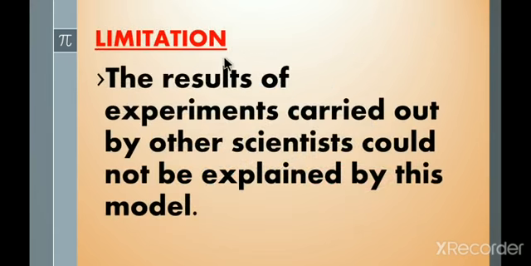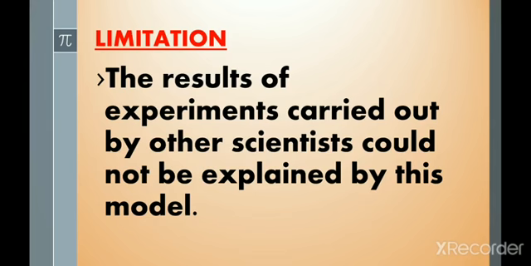Limitation. Why did this model fail? Because the results of the experiments carried out by other scientists like Rutherford could not be explained by this model. So this model failed. So students, here we have achieved our third learning outcome, that is, now you are able to state the postulates of Thomson's model of an atom. Also, you can list the drawback or limitation of Thomson's model and draw a well-labeled diagram of Thomson's model of an atom.